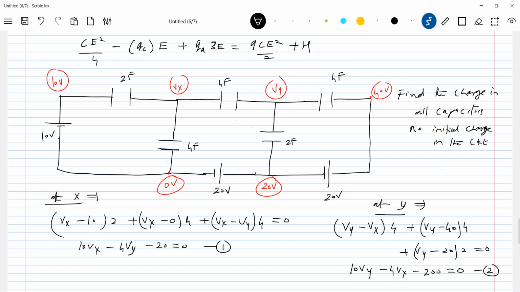Solving 1 and 2 we will get Vx, Vy. Then once you know Vx, Vy, we can get the charge in all capacitors. I think this will be much easier, no? So you do one thing, I show nodal analysis. Try with the distribution of charge. Definitely you will feel a lot of inconvenience.